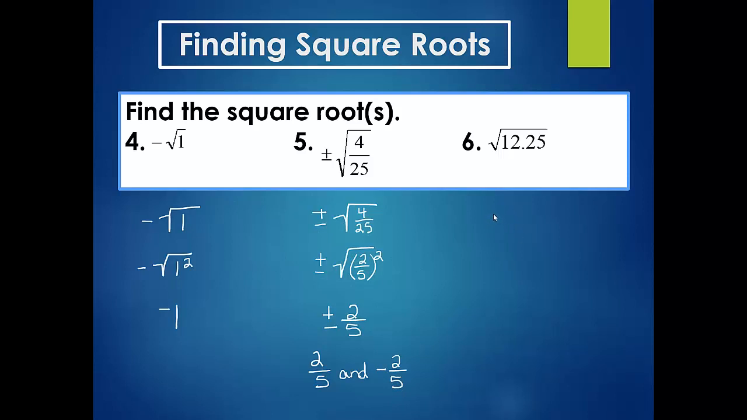And now for number 6, we have the square root of 12 and 25 hundredths. Since we do not have any signs out in front of this square root, we just want the positive answer. 12 and 25 hundredths is the same thing as 3 and 5/10 squared. So 3 and 5/10 times 3 and 5/10 is 12 and 25 hundredths. So we need to find the square root of 3 and 5/10 squared. The square root would then be 3 and 5/10.